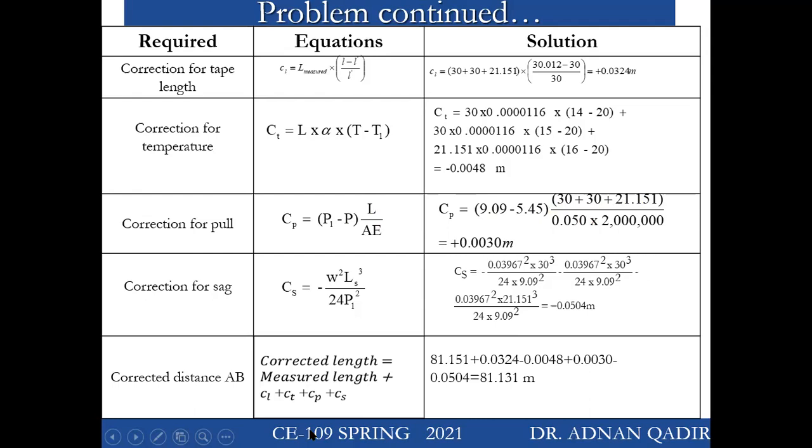Then there is slope correction for sag. You know the weight, you know the slope length, and this is not the slope length, it is the standard length, that is 30 meter, and then P1, the load, and you find this correction. At the end of all corrections, you accumulate them and you find actual distance is 81.131 meter, not 81.15 meter that you have recorded. So this is how, with correction, you get the actual length you measured with the tape.